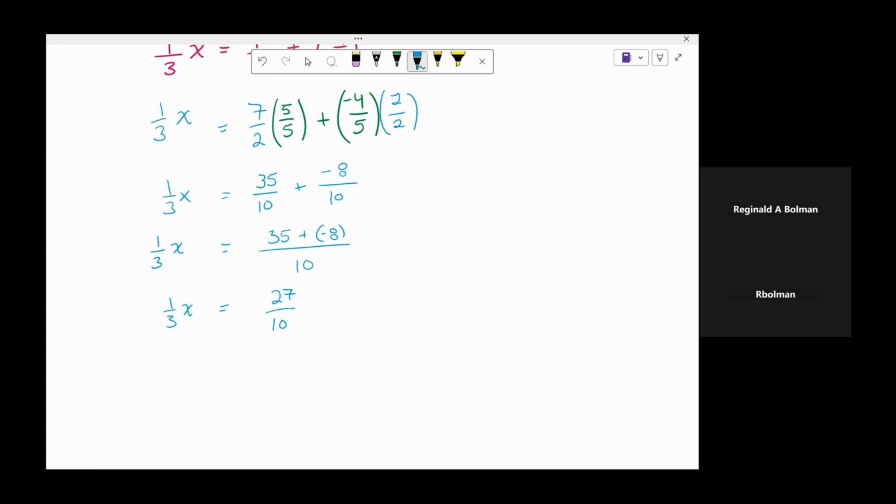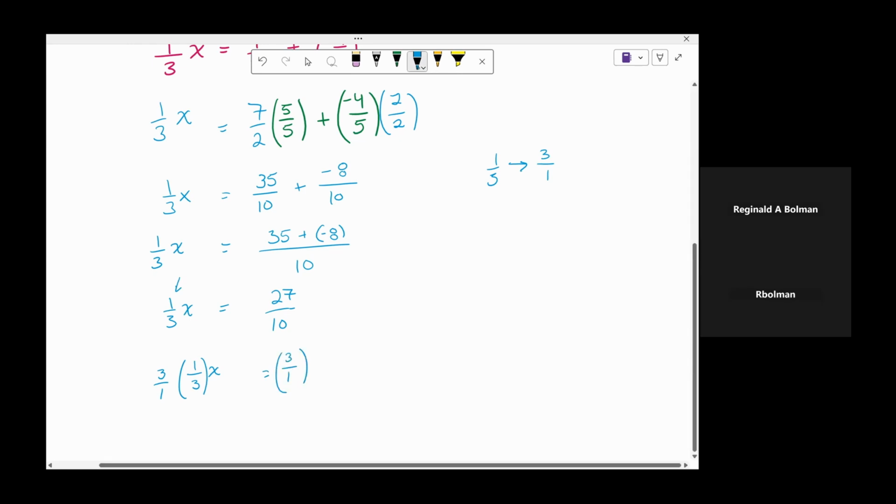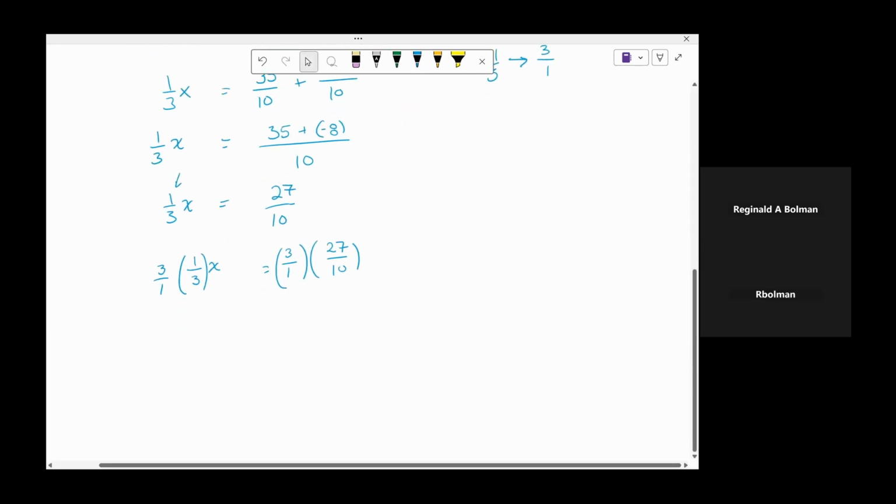So at this point, we are going to use the multiplicative inverse. To do this, we consider what the multiplicative inverse of 1/3 happens to be. What we discussed last time was that all you have to do to find the multiplicative inverse is flip your fraction over. So 1/3 becomes 3/1, and we would say 3/1 is the multiplicative inverse of 1/3. But we can't just multiply the 1/3 on one side of our equal sign. We have to multiply both sides, so I have to multiply 3/1 with 27/10 as well.